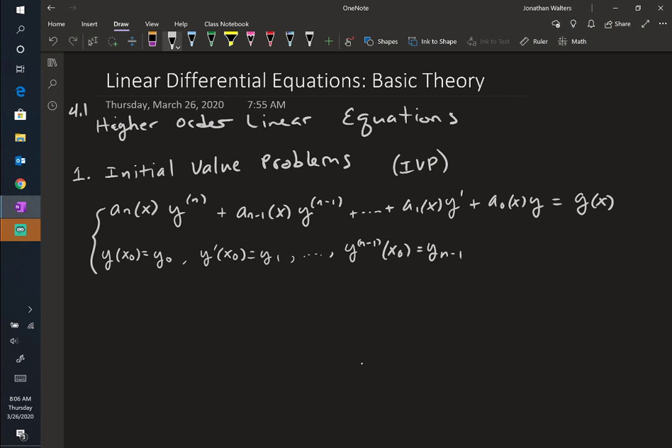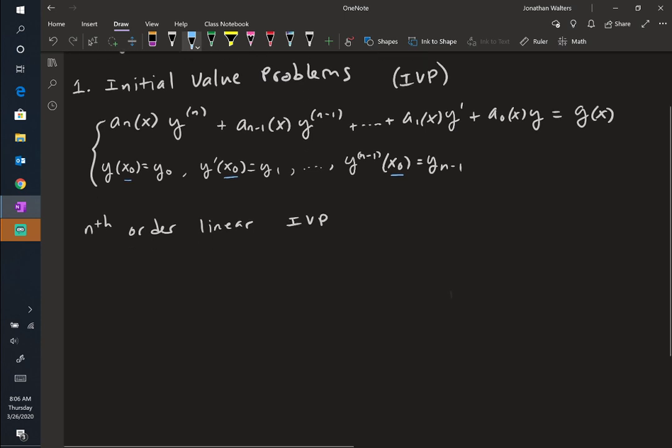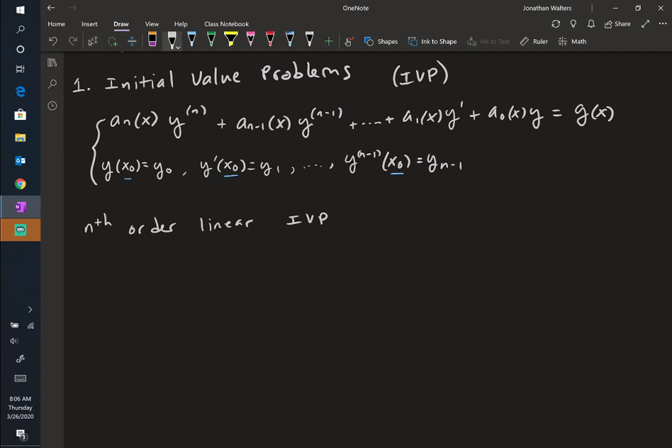Now we have an nth order linear initial value problem. It's an initial value problem because all of the places in our initial conditions are the same: x0, x0, x0. We call it an initial value problem because all the conditions, y, y prime, up to the n minus first derivative, are all being evaluated at the same point. When you have those as your conditions, we call it an initial value problem.